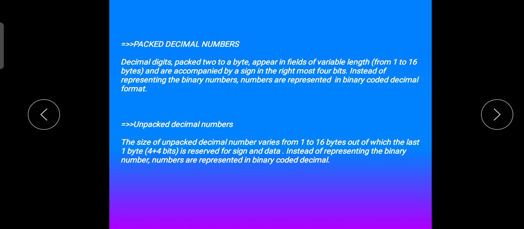The next is unpacked decimal numbers. The size of an unpacked decimal number varies from 1 to 16 bytes, out of which the last 1 byte, that is 4 plus 4 bits, is reserved for sign and data. Instead of representing binary numbers, they are represented in binary coded decimal.